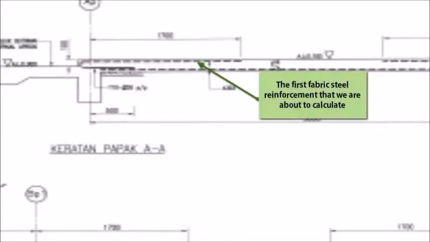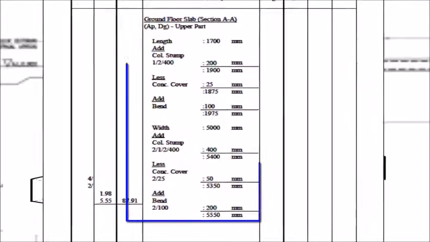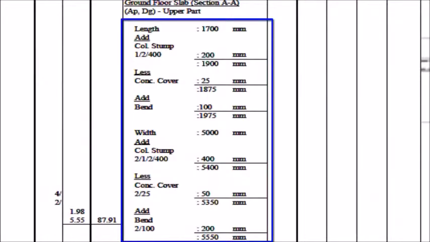For the first calculation, for the steel fabric reinforcement located at AP as in the ground floor slab detail plan, we can see that it is at the end of the ground floor slab, at the left corner of the ground floor slab. For a more precise drawing, you can look at this picture, which shows how the steel fabric reinforcement was positioned in the ground floor slab. At first we calculate the length of the steel fabric reinforcement.